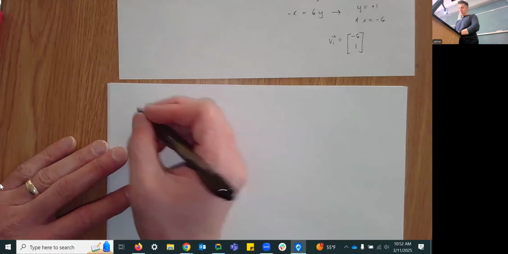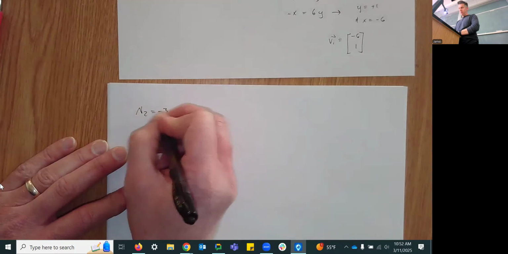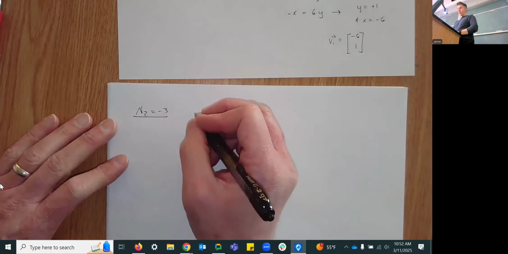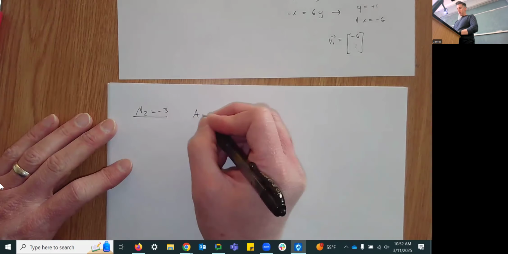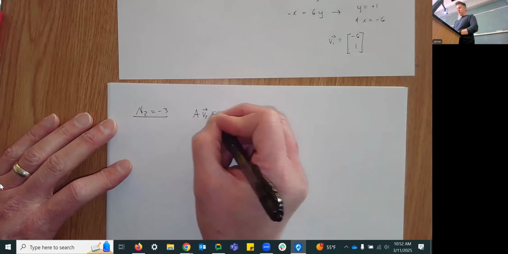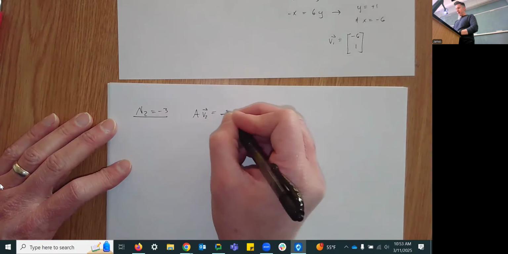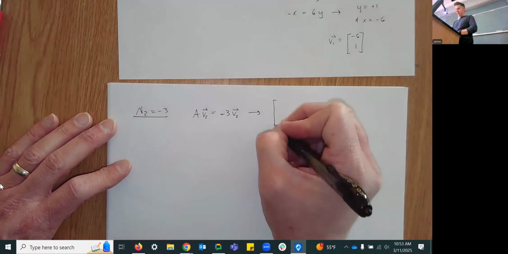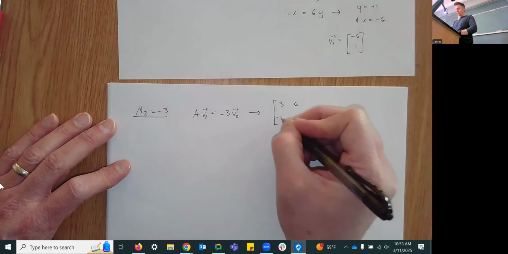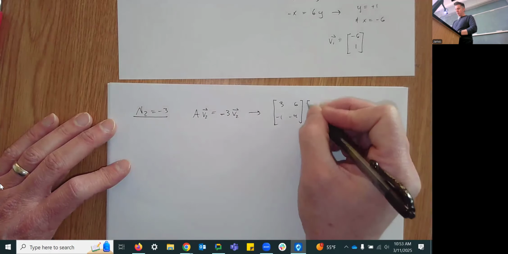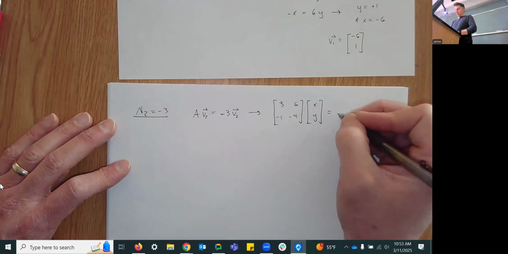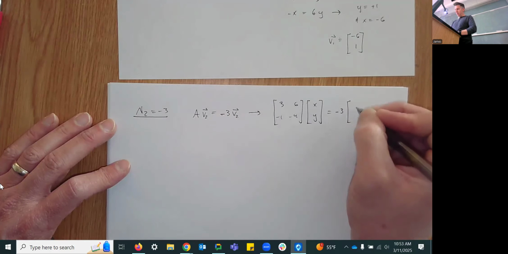All right, now let's look at the other eigenvalue, which was lambda 2 equal to -3. So we're going to do the same thing. Again, we're just trying to solve A times some unknown eigenvector equal to our eigenvalue times the same unknown eigenvector, which just becomes our matrix A, 3, 6, -1, -4, times our eigenvector, which we're trying to find, equals -3 times x, y.